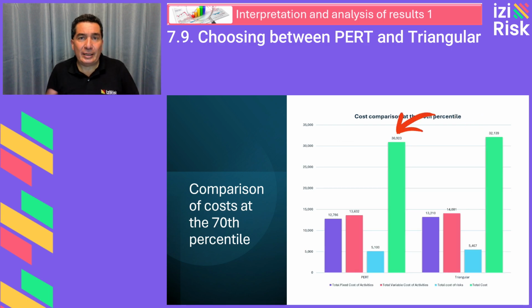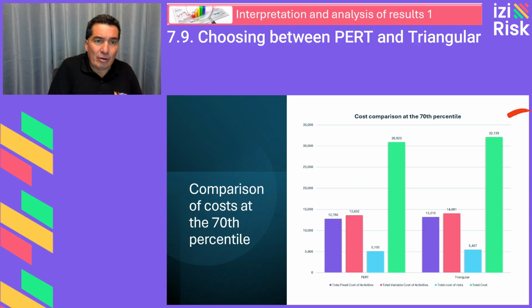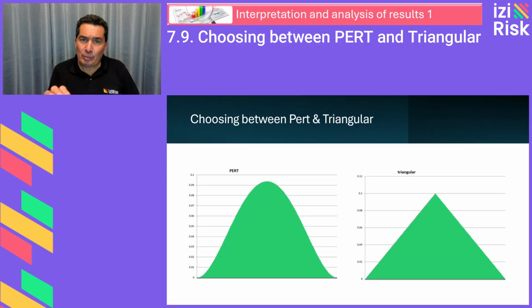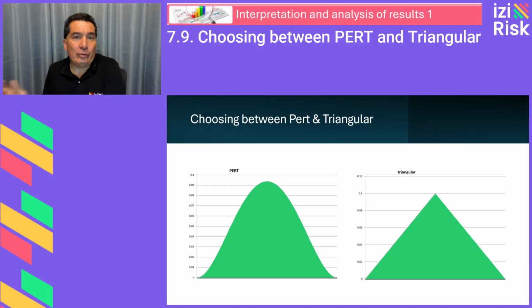PERT, 30,923. Triangular, 32,139. This represents an increase of nearly 4% in costs and 2.5% in duration. Now, which distribution to use? It will be up to the analyst's judgment to decide whether these differences are significant enough to prefer one distribution over the other. In lessons 12 to 14, we discussed the pros and cons of both.